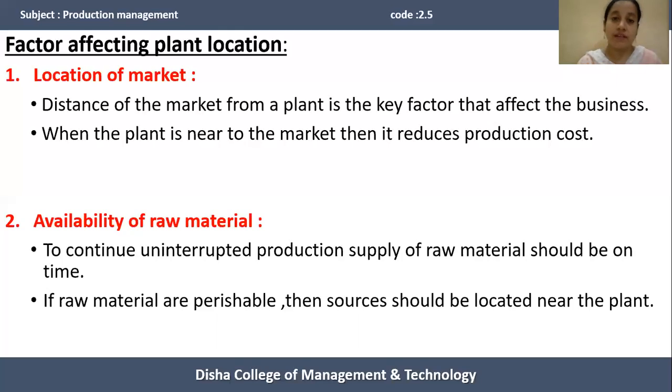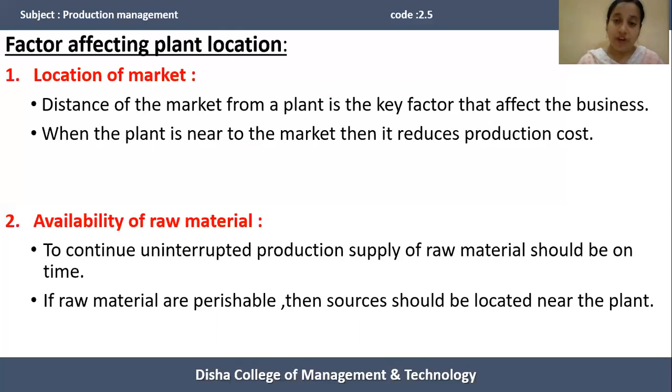If they select a place where the raw material is not available, meaning if they procure the raw material from a distant place, then they have to bring the raw material to the industry through various mediums of transportation, and that unnecessarily increases the transportation cost. If the transportation cost increases, the firm's production cost also increases. So the industrialist should locate their industry in a place where raw materials are available.